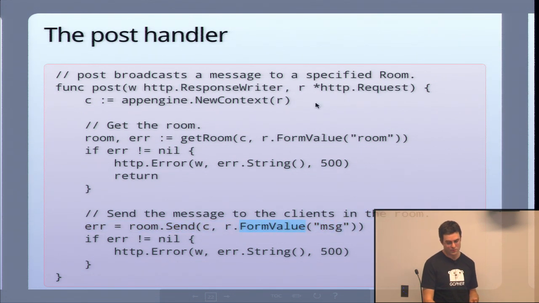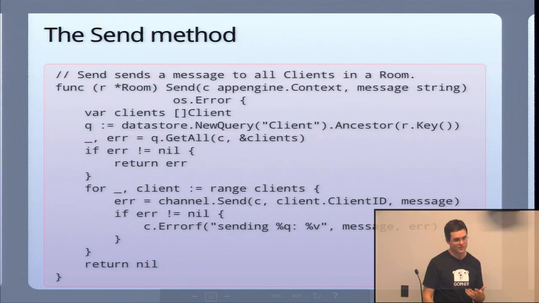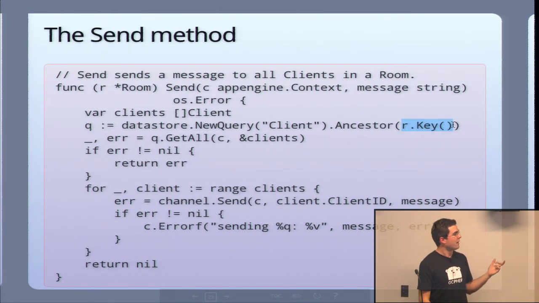FormValue is a method on Request that pulls GET or POST variables from an HTTP request. So I want to pull the message variable from our request and send that out to all of the clients who are participating in a room. And so what does the Send method look like? It's quite straightforward. At the top of it, we have a query. We set up a clients slice, which is like an array, and we run this query against client records that have an ancestor, that is a parent, that is the room.